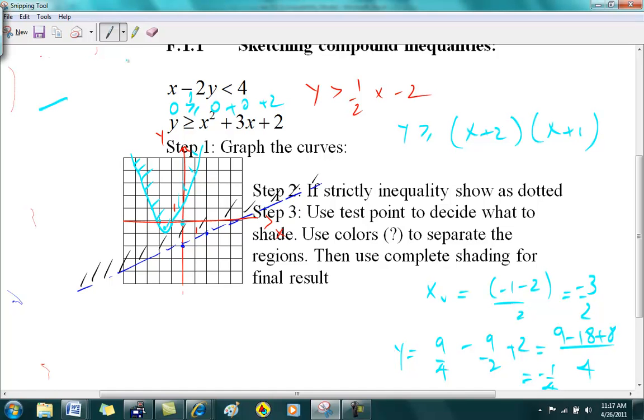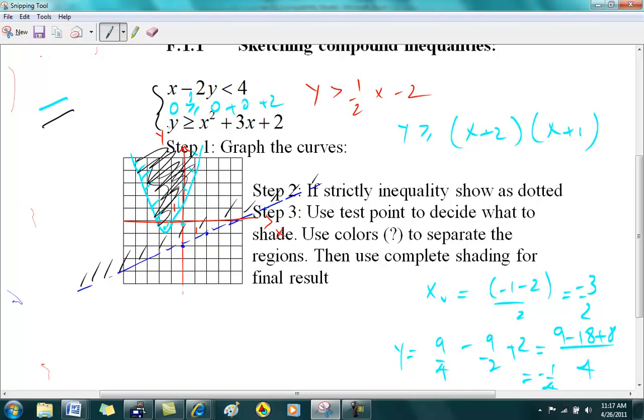Of this color and this color. Okay, so you can see that it's going to be really this region here. Everything in that region here will satisfy these two inequalities. Okay, so that's how you do a compound inequality.